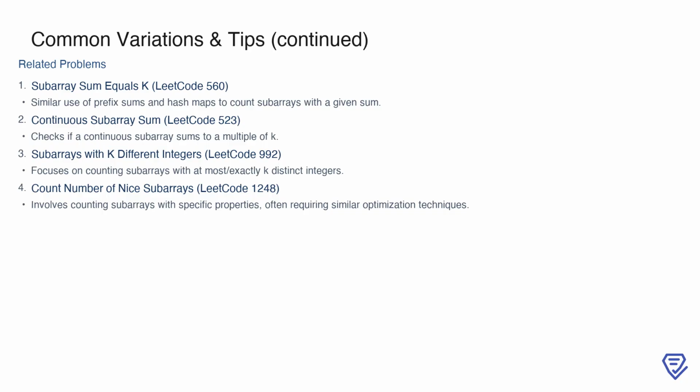Finally, LeetCode 1248, count number of nice subarrays, also involves counting subarrays based on specific properties and often benefits from optimization techniques like those used here. Exploring these problems can help reinforce the core concepts and prepare you for similar challenges.